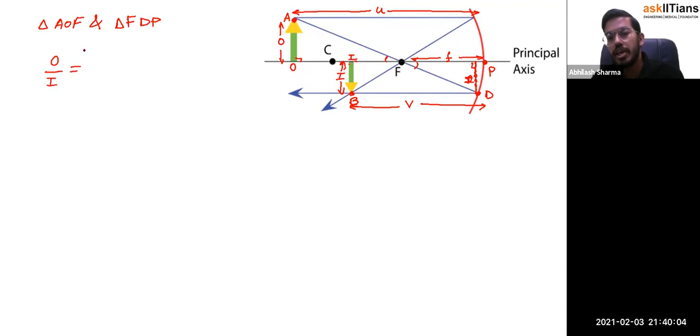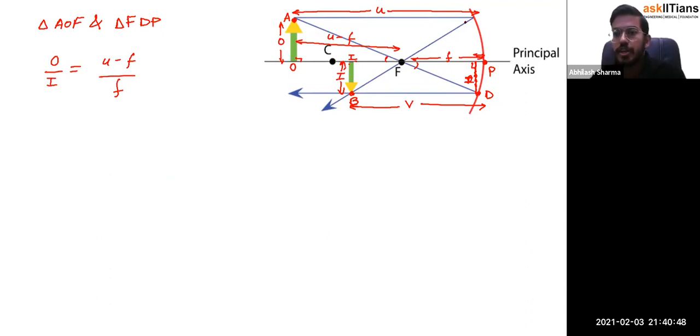Ratio of the base of triangle AOF. AOF base is OF distance. What is OF distance now here? You can see this is all the way U and this is F. So what we need here is actually U minus F as the base of that triangle. So U minus F over what is the base of triangle FDP? Now again understand, you might say there is a little difference, but again we use the property of paraxial rays. Point D is very close to point P. And if that is the case, then this focal length itself represents the base of the triangle, F only.